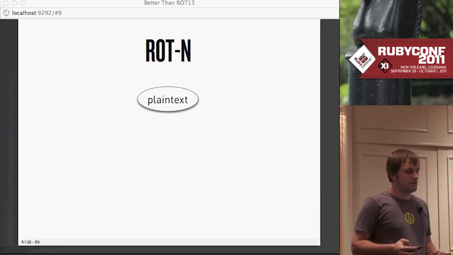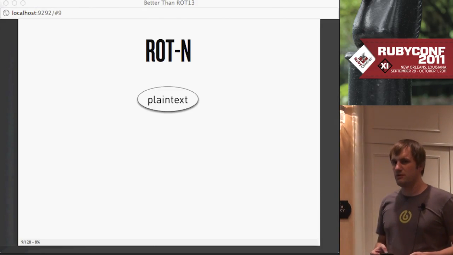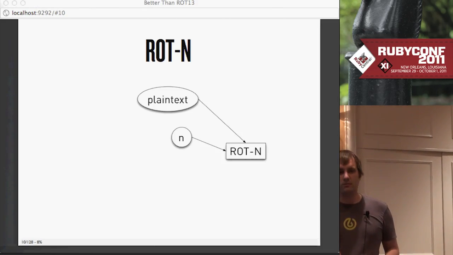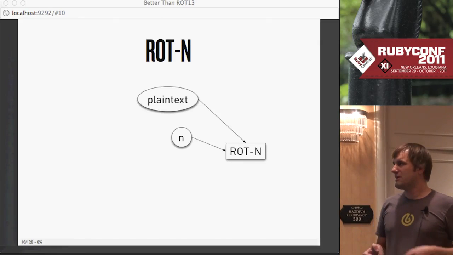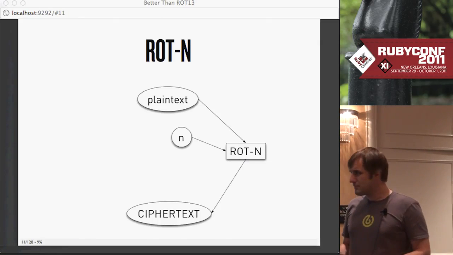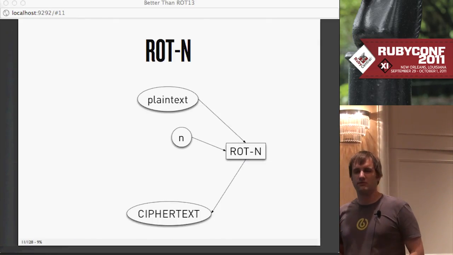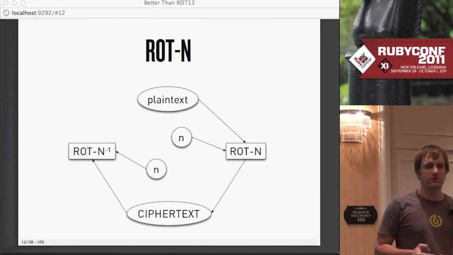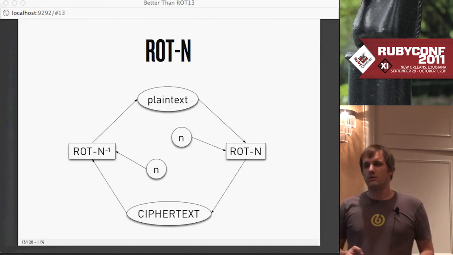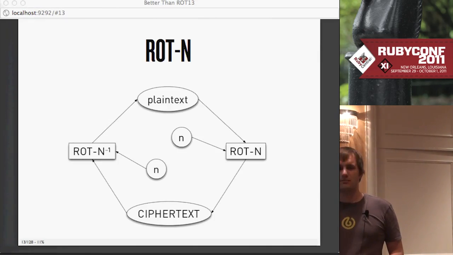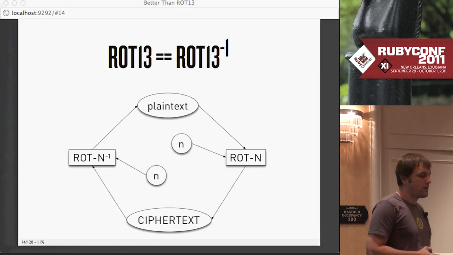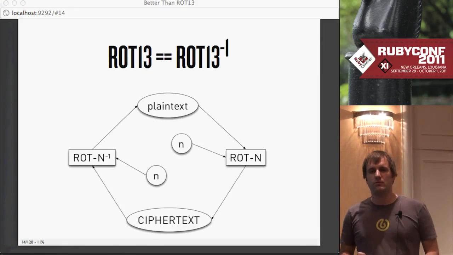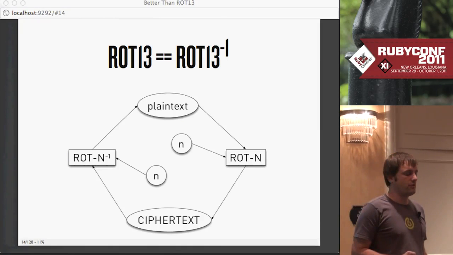So ROT-N: you take your secret plain text, the thing you don't want anyone else to see except the intended recipient. You run it through the algorithm, ROT-N, which is public. You keep the key n secret, and then you come up with a ciphertext that you send on its way. To decrypt, you use the inverse of ROT-N, which is modular subtraction. Again, you apply the secret n, and you get back the plain text. Not too difficult. The reason we like to make fun of ROT13 is because ROT13 is equivalent to its own inverse, hence the joke about double ROT13.